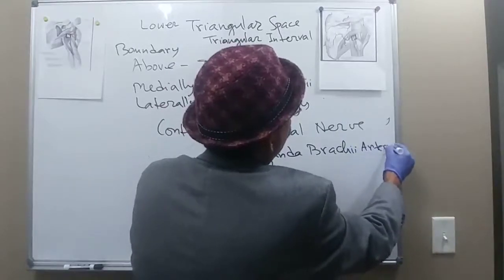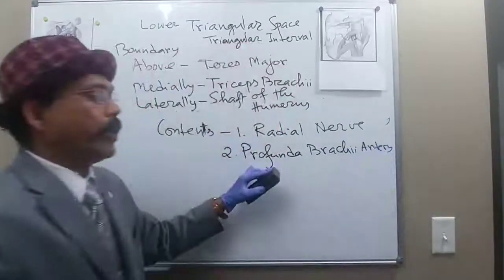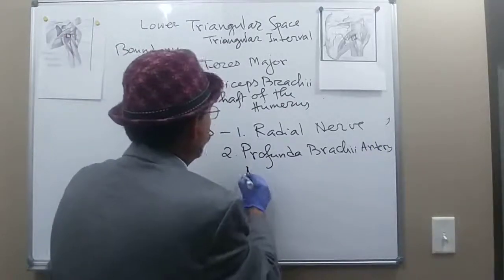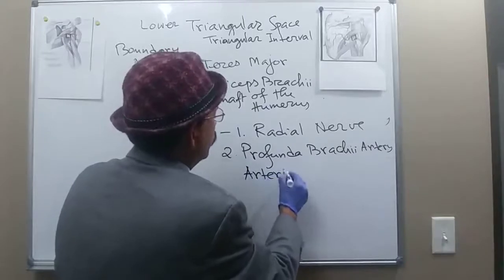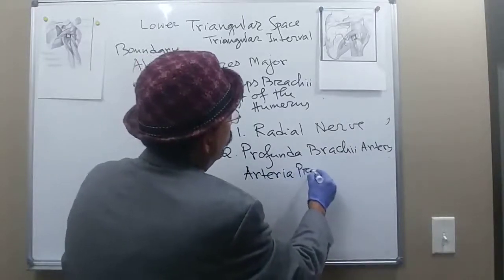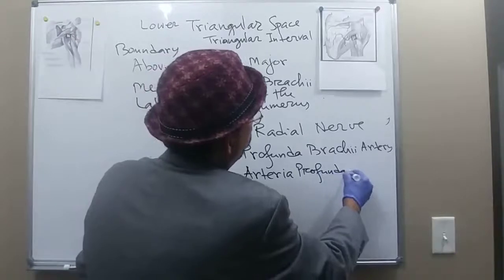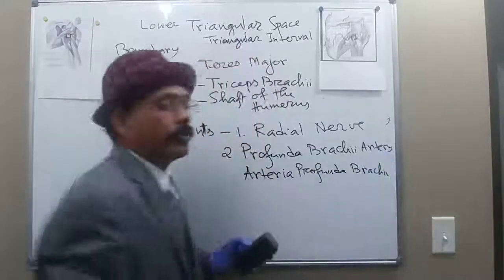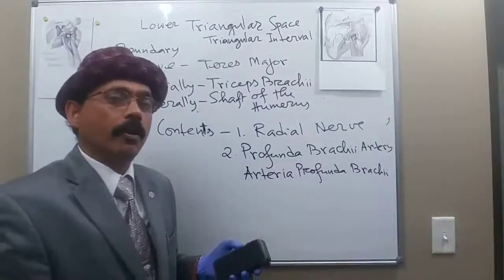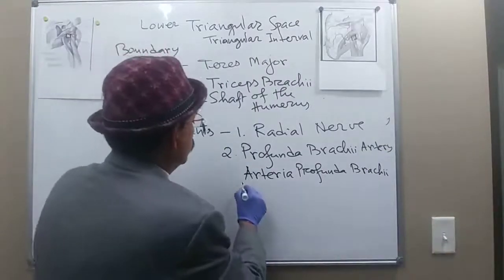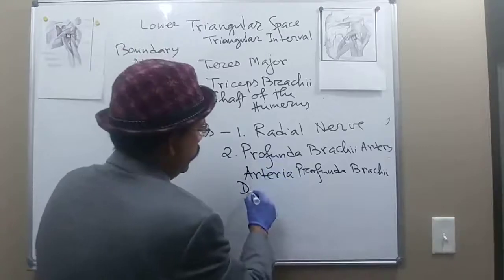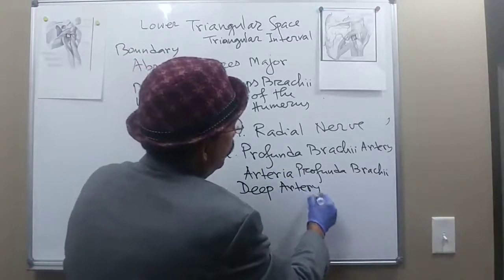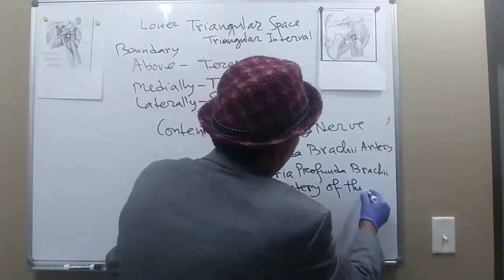Okay, so it has different names. Profunda brachii artery, arteria profunda brachii. Okay, same thing. The Latin name arteria profunda brachii, also called deep artery of the arm. So all three are correct. Deep artery of the arm.